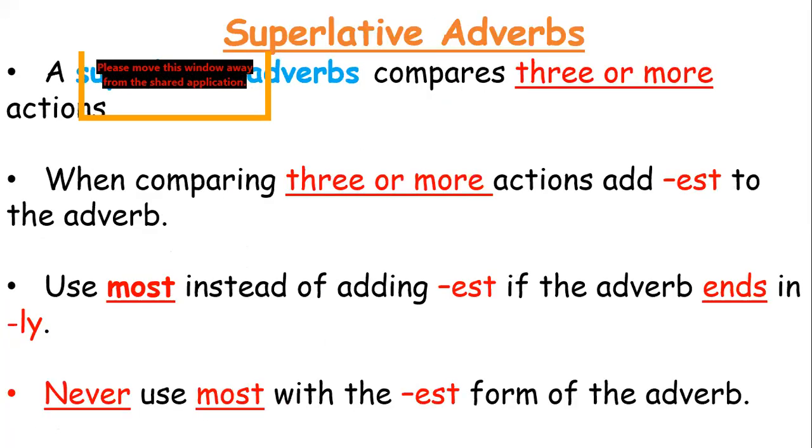Superlative adverb, sorry. Superlatives compare three or more actions. What do we add to a superlative? We add est. But what if the adverb ends with ly? What do we use? We use most. In est we have s, and in most we have s. For the comparative, we use er, we have r, and we use more with an r.